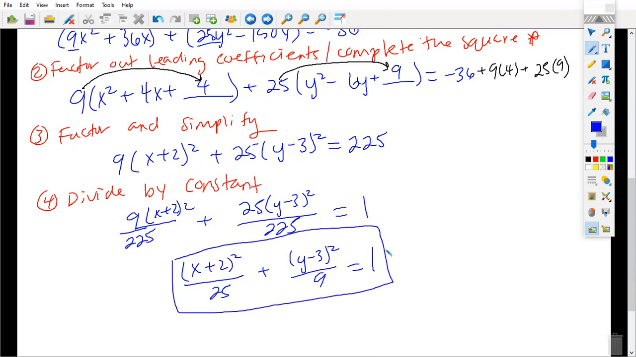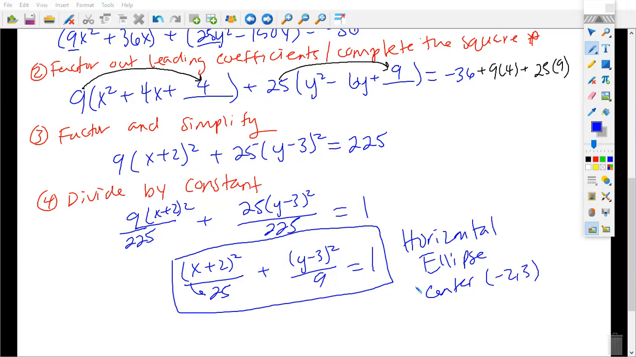So from here, you can tell me that because your denominator is bigger with the x, that you have a horizontal ellipse, with a center at negative 2, 3. And you just go from there. Okay, so then there you can keep analyzing, but that is the gist of it. Those are your 4 steps that you will follow.